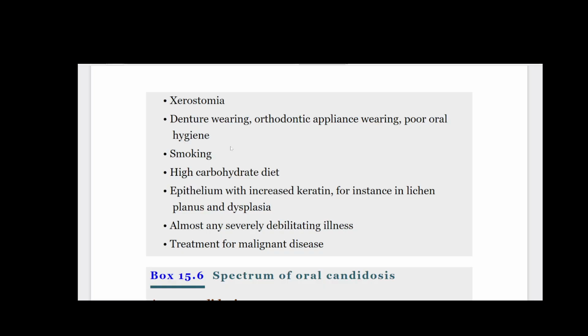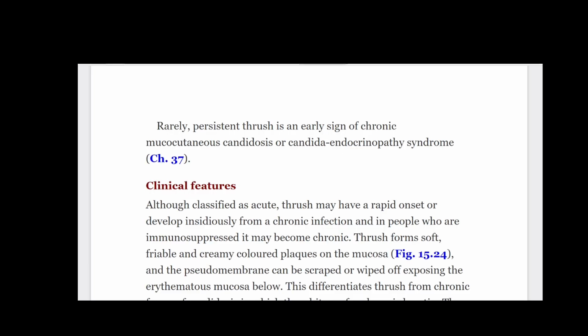Box 15.6. Types of candidiasis: acute candidiasis, thrush, acute antibiotic stomatitis; chronic candidiasis, denture-induced stomatitis, chronic hyperplastic candidiasis, erythematous candidiasis; chronic mucocutaneous candidiasis; angular stomatitis. Rarely, persistent thrush is an early sign of chronic mucocutaneous candidiasis or candida endocrinopathy syndrome, Chapter 37.